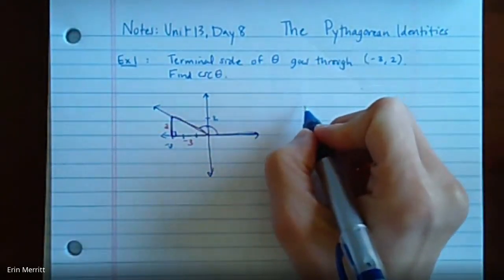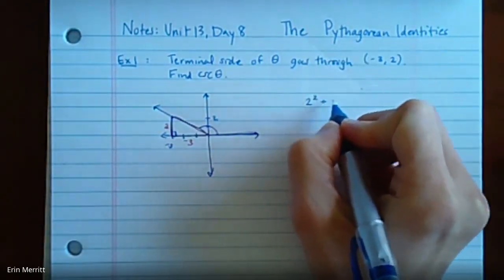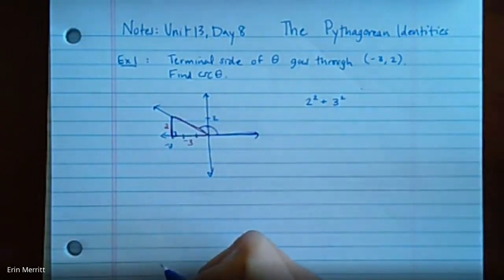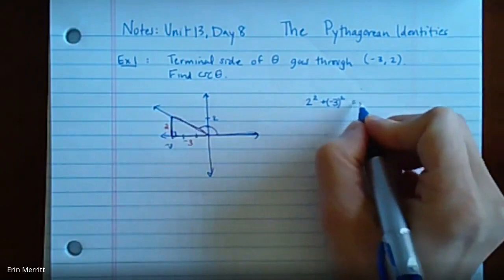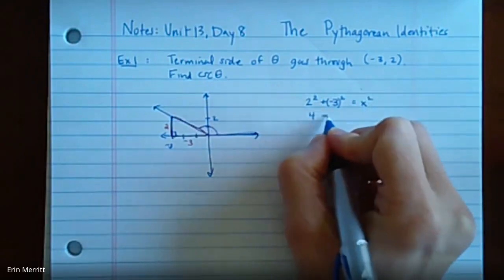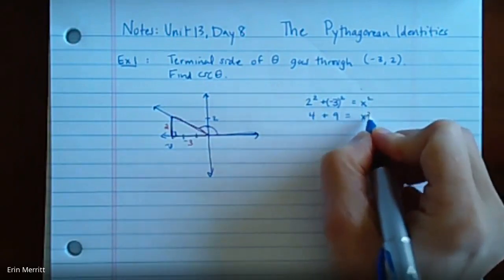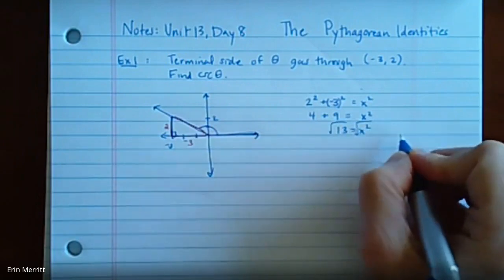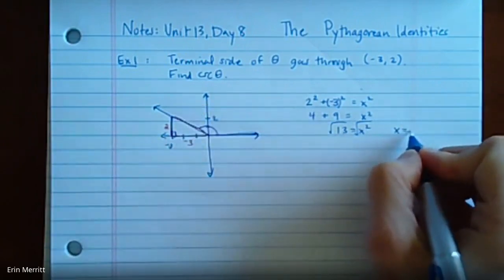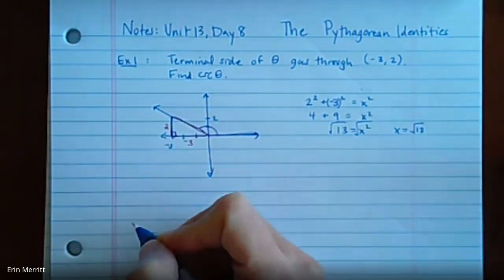So if we do a little Pythag, we'd have 2 squared plus, I can write it as -3 squared or just 3 because it's going to come out the same either way. And then equals x squared. So let's see, 4 and 9, we get 13. Take the square root. That hypotenuse we're going to have as radical 13 here.